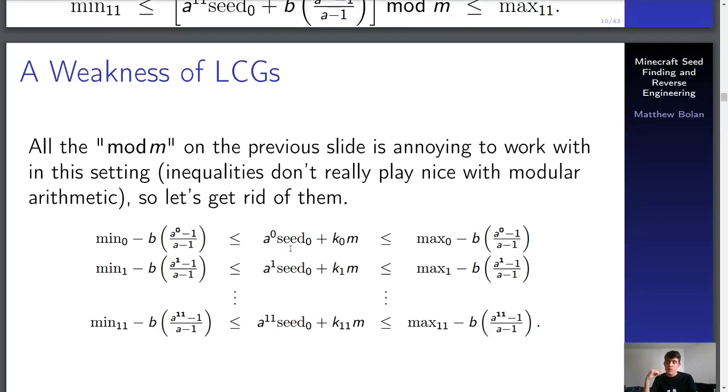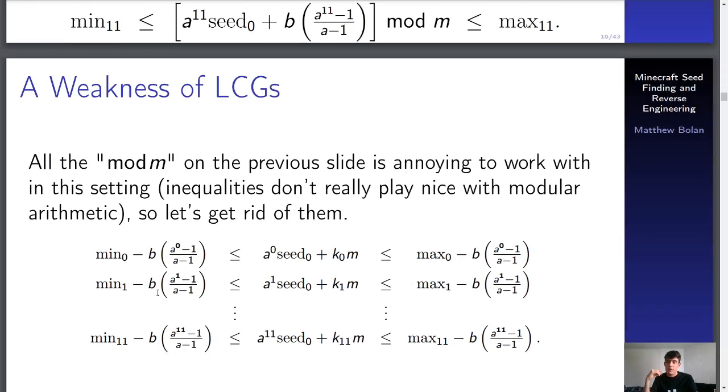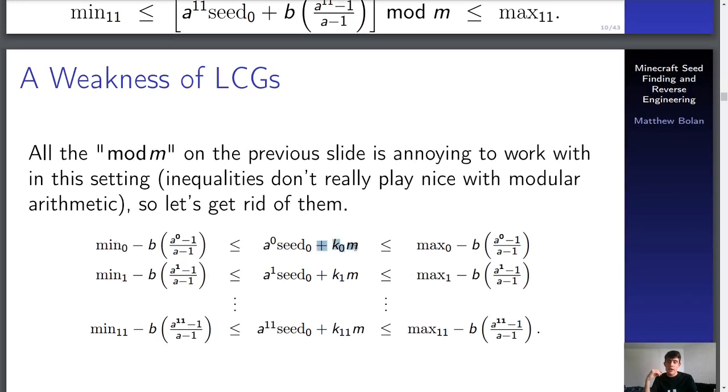And so also, just for sanity's sake, I subtracted the addend off of each side. And the new thing to recognize is that we've introduced a new constant, k0. So we don't know what this is. This is another sort of variable, like seed 0 is a variable. While everything on the left-hand side is fixed, everything on the right-hand side is fixed, and m is fixed, a0 is fixed. And so this is now a system of 12 linear inequalities in 13 variables.